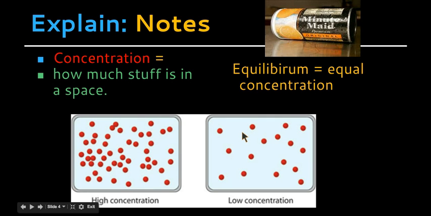In the box to the right, there are fewer molecules and they've got a lot more space in between them. None of them are touching. They're not really within very close distance to any other molecules compared to this box. So we say that this is a low concentration, less stuff in the same amount of space. This term up here on the right, equilibrium, you don't need to write that down, but that just means equal. Equilibrium, that EQU, that prefix, it's in both words, means the same concentration.